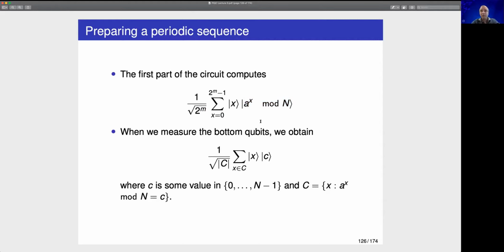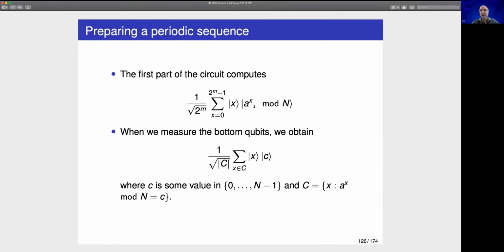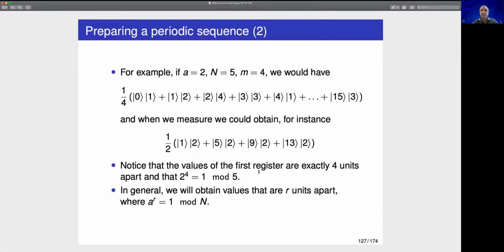So what we are going to do is measure the bottom qubits. Notice that when we measure the bottom qubits, the state collapses to a superposition in which the second part of the state is a concrete value C, which we cannot choose. If we could choose this to be 1, that would be perfect, but we cannot do that. We are going to obtain some value C at random. But this is surprisingly helpful.